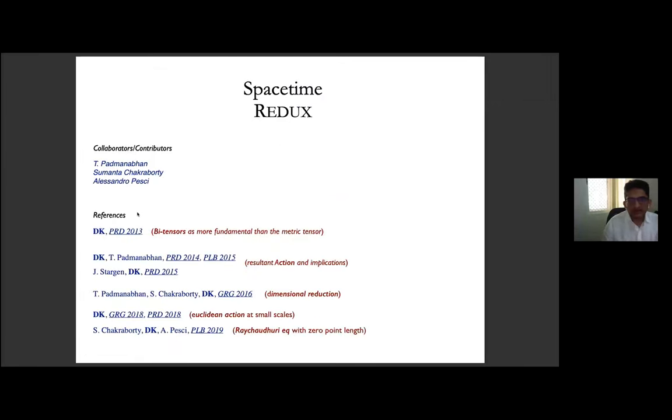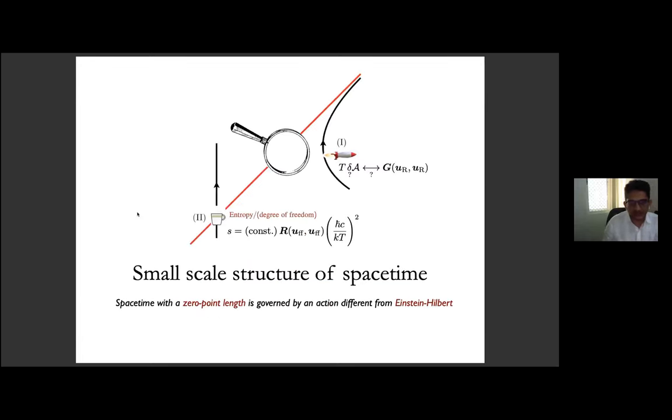Okay. Here are essentially the papers on which the work will largely be based. There are more references which are not here, but I can point to them based on questions which are asked. So let me begin by discussing the small scale structure of space-time.